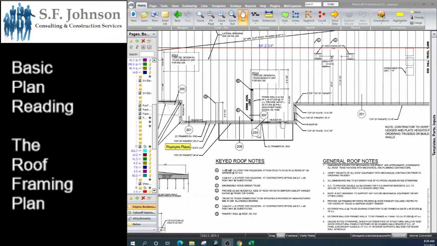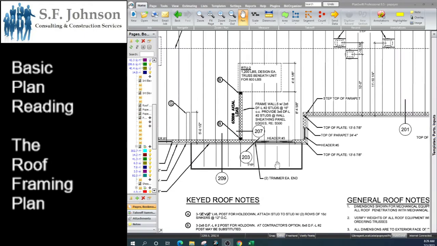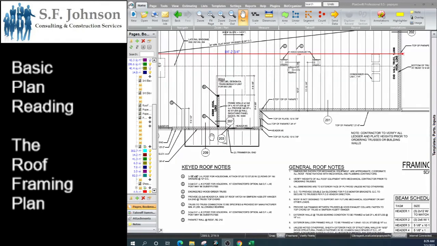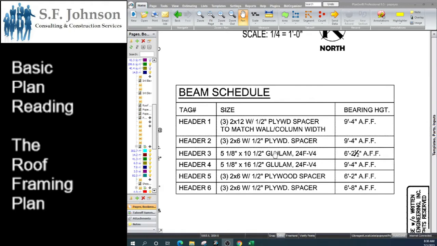And then third are the headers, right? So why do we use headers? Anytime we put a hole in a structural member, meaning when we create doors and windows in a load bearing wall, we have to give the strength back in that area. And that's how we do it, by putting headers in the upper portion of the door and the window. So here it identifies different headers and the makeup of the headers. Header number one is a combination of three 2x12s with a 1/2 inch plywood spacer to match the width and column of the wall. And the height basically is 9 feet 4 inches above finished floor.